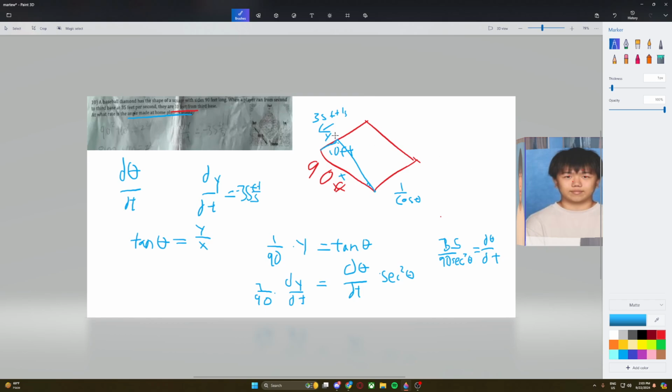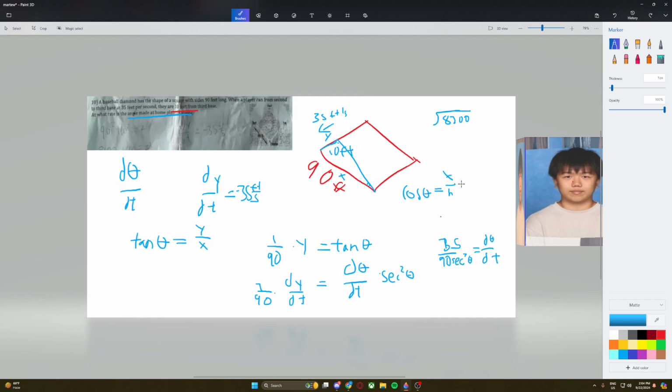Oh wait, maybe you do need the hypotenuse. Cos theta equals adjacent over hypotenuse, and for this angle the adjacent is x. So after that, what you're gonna do is find the hypotenuse, which is square root of 8200. 10 squared plus 90 squared, square rooted, is equal to that.